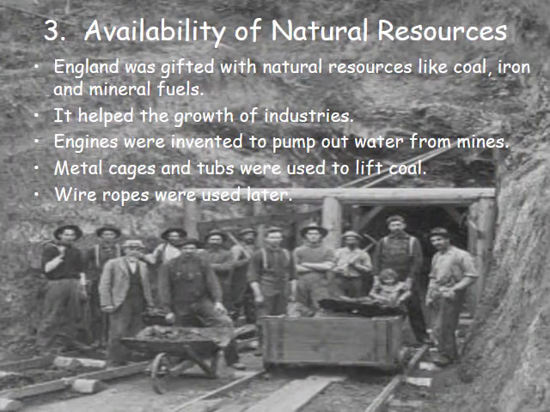Availability of natural resources was yet another factor for the Industrial Revolution to begin in England. England was gifted abundantly with deposits of natural resources like coal, iron, and mineral fuels. The location of the coal and iron mines had encouraged the English to evolve new techniques for the manufacture of iron and utilization of coal.